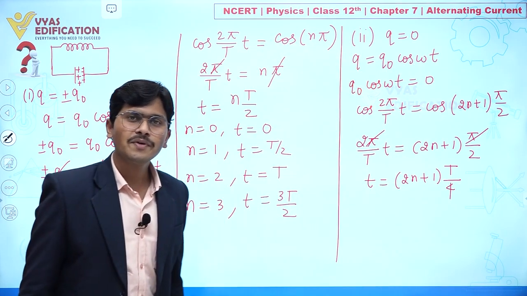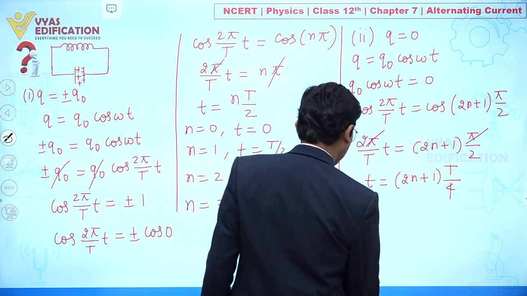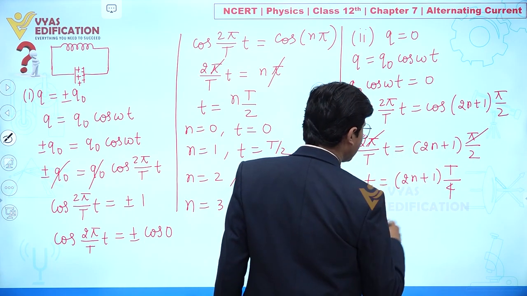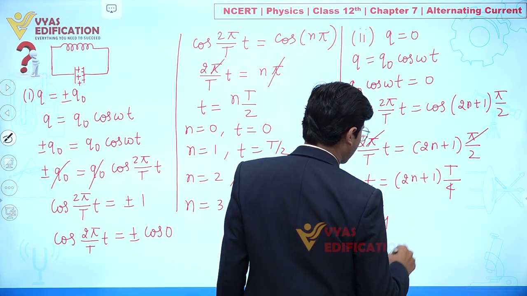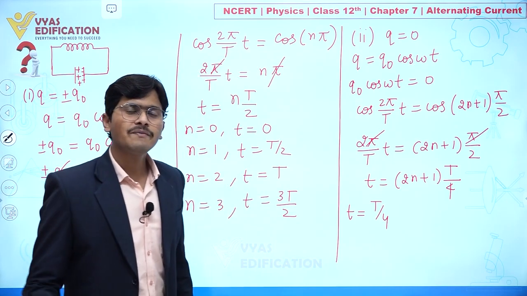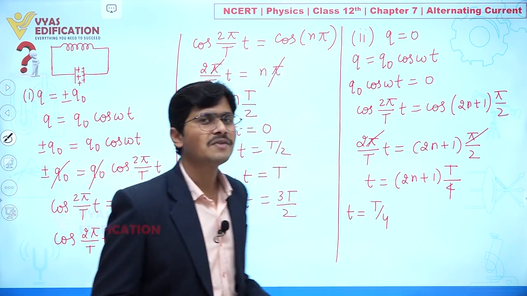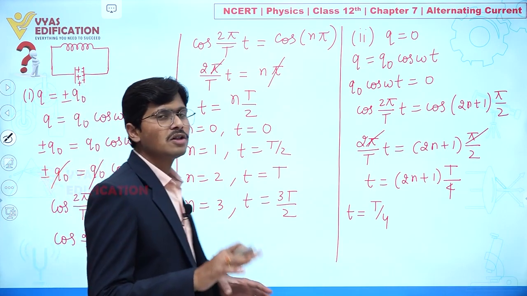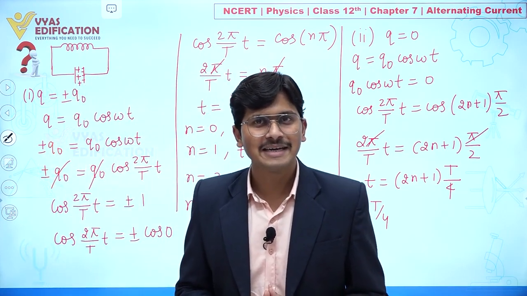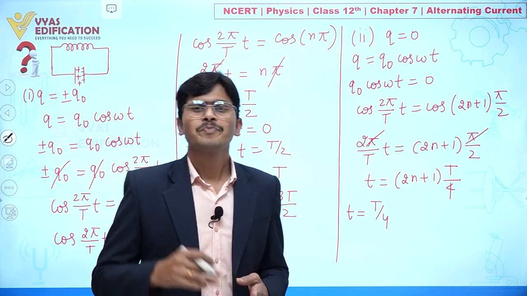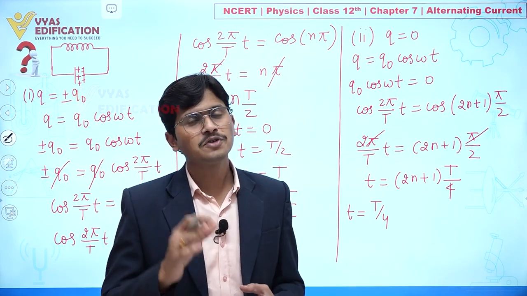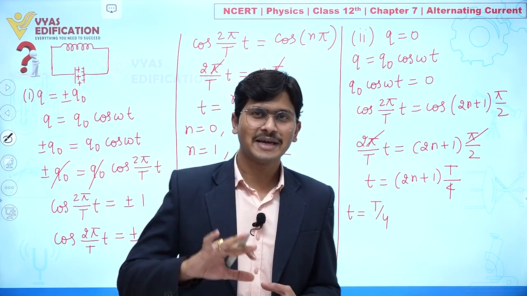Clear? Now if you place n equal to 0, you will get T by 4. It means if the total time period of this oscillation is capital T, then in 1/4 of the time period all the energy present is magnetic energy. Or you can say all the electric energy in time 0 to T by 4 is converting into magnetic energy.